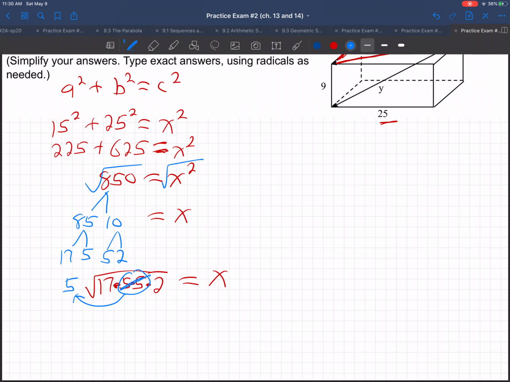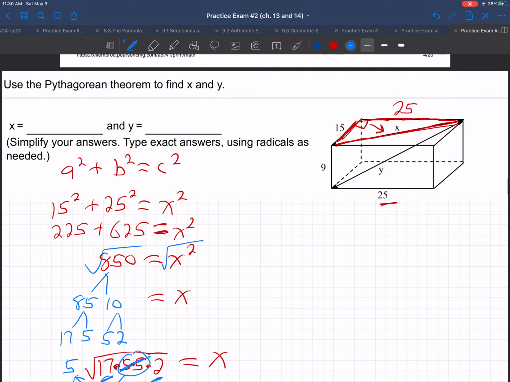So that leaves us with what? What does that leave us with? That is 5 square root, and then the 17 and the 2 remultiply inside to be 34. So there's x, 5 root 34. Now, all that's for x. Now we got to go back and find y.